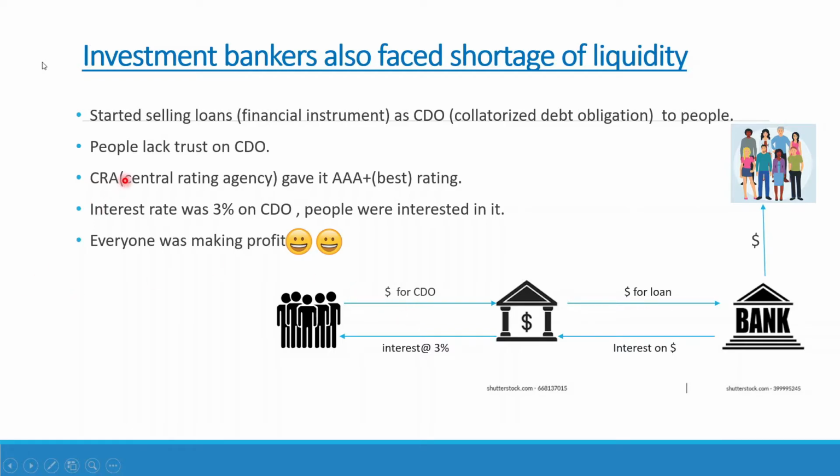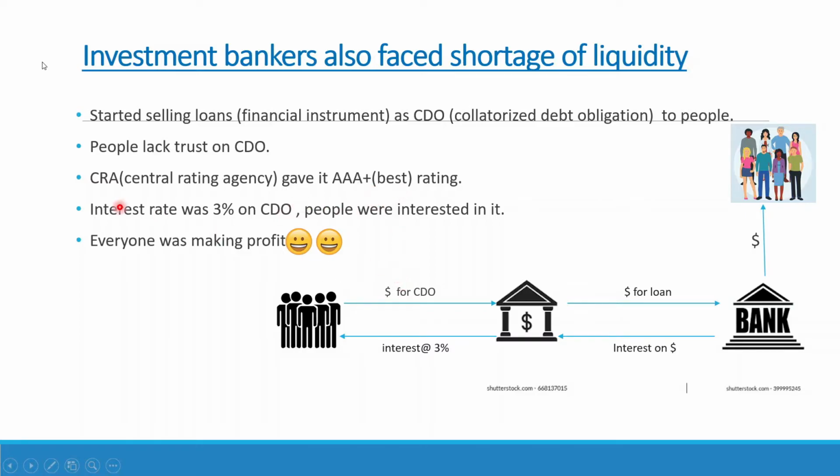Okay, so people lacked trust in CDOs. Why should anyone trust anything that someone is selling to us? People lacked trust in it. So the CRA, which stands for Central Rating Agency, gave it a triple A plus rating.